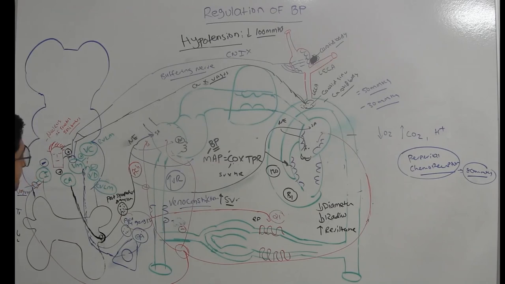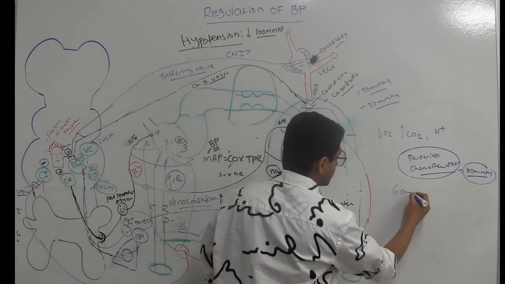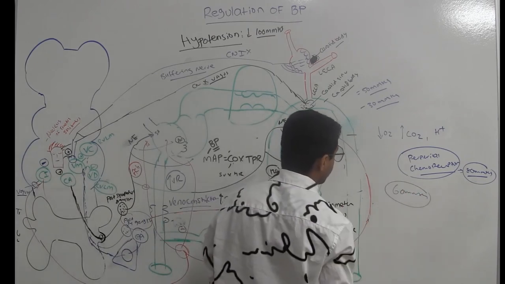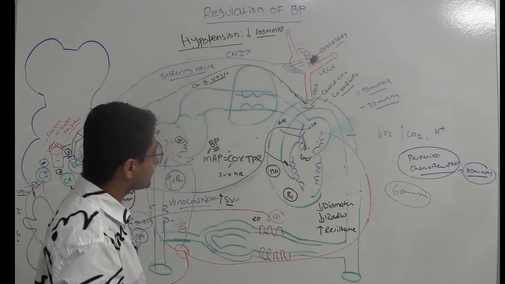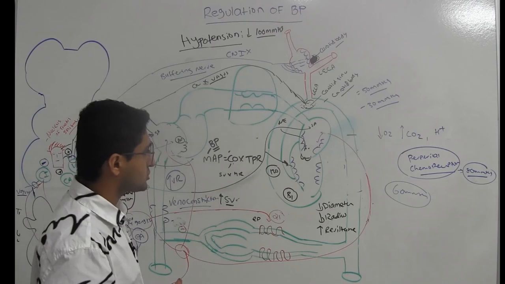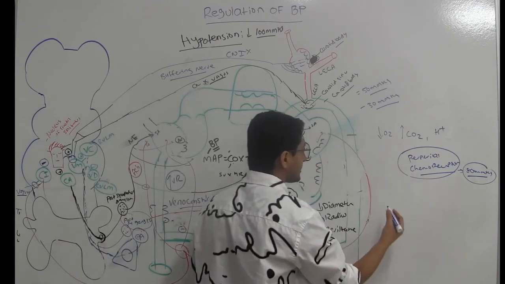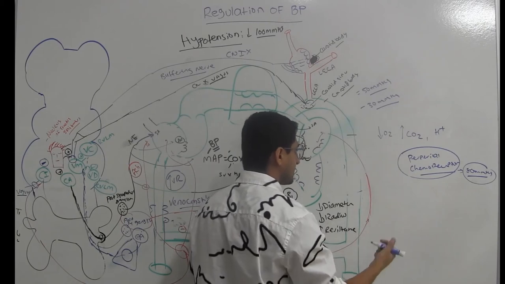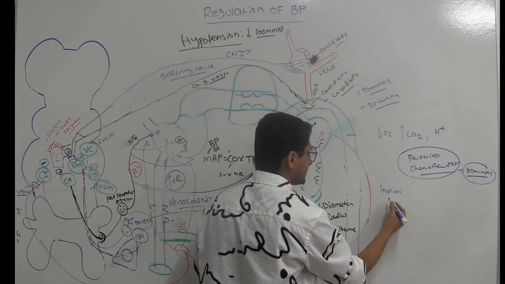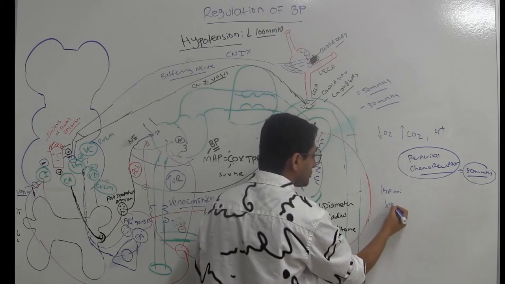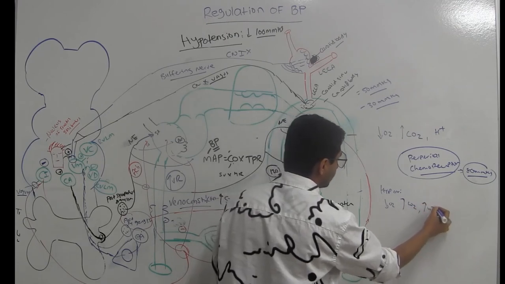And the other thing is, if your pressure falls, let's say to about 60 millimeters of mercury, then there are also other sensors. Let's not even think of it that way. Whenever you have hypoxia, or a very low O2, and you have a lot of CO2, or a lot of H+ floating around the body, what happens?